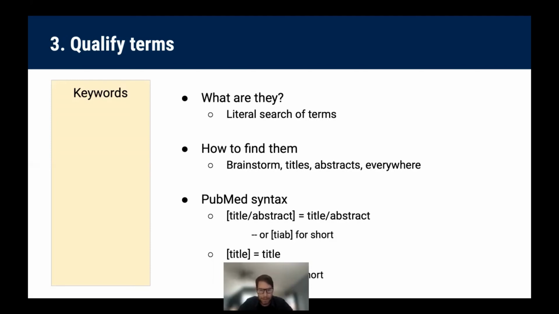Now, to search keywords in PubMed, I encourage you to use title/abstract or title searches. Title/abstract would be square bracket title slash abstract, as on the slide, or in short, TIAB, and title would just be TI. That will tell the database to search for your terms only in the titles or the abstracts.